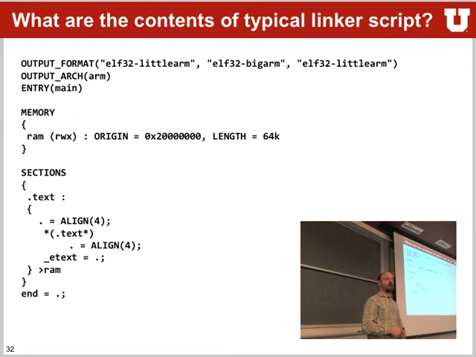Now, down here in the sections table, you can tell where you want to put each section of your code. In this case, we want the .text section. We want it aligned to a 4-byte boundary, so this is one word. It has to be word aligned. It then selects all the different text sections that we have. It sets a label at the end of where text stops. And it will put this into the RAM memory location.